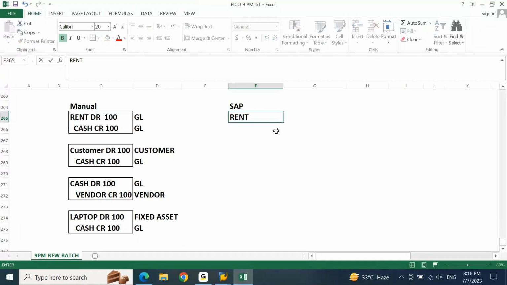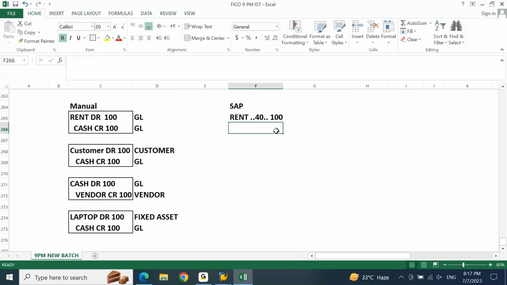I'm not supposed to put DR 50. Instead, what do I need to put? 15. This is Plus GL 40, debit. I need to put 40, and then I'll be writing the amount 100.